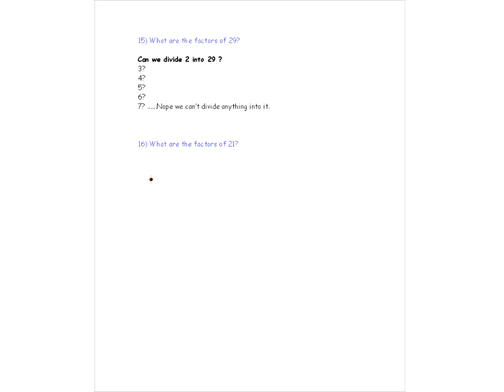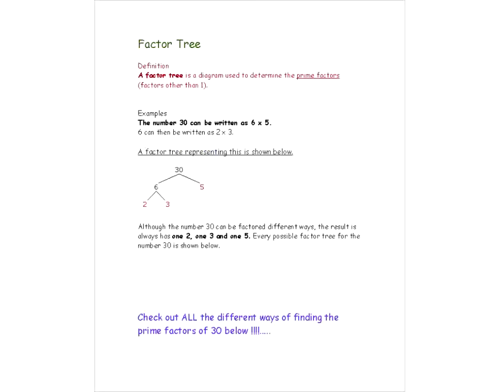Okay, so 7 and 3. And can we break down those numbers anymore? No, we can't. So those are going to be the only factors of 21.